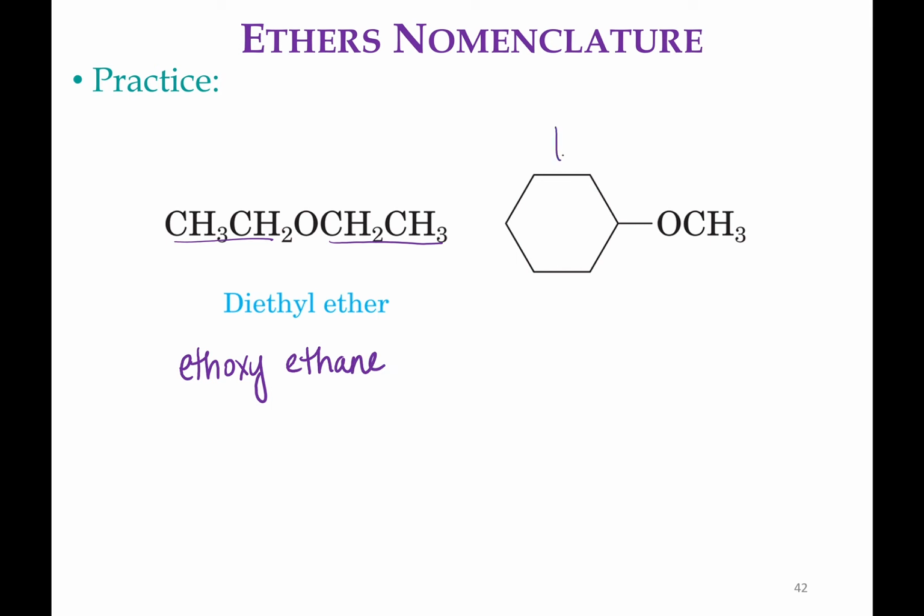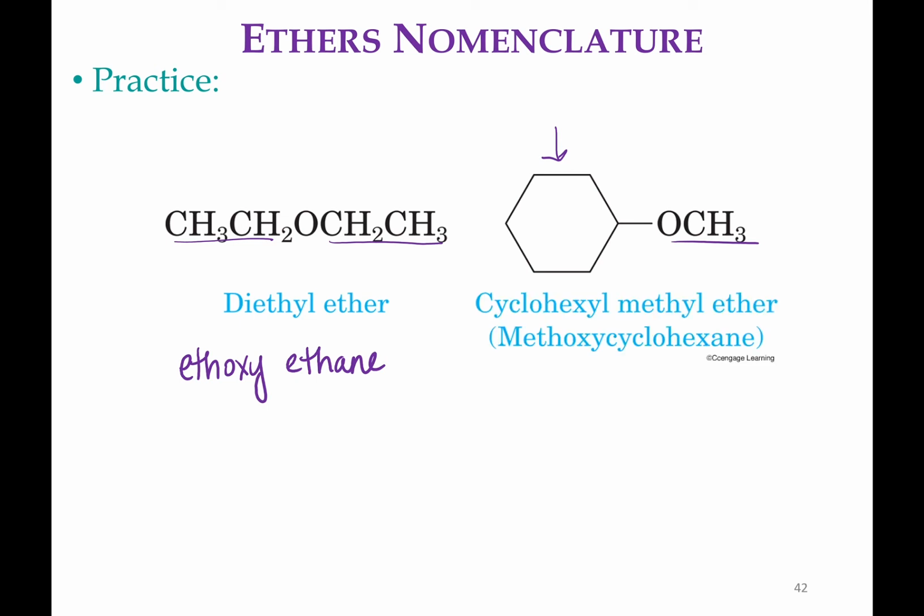Over here I have cyclohexyl and I have methyl. So cyclohexyl comes first before methyl, so it'd be cyclohexyl methyl ether. But the IUPAC name would be 1-methoxy cyclohexane. You don't really need the 1 either, because there's only one substituent on the cyclohexane.